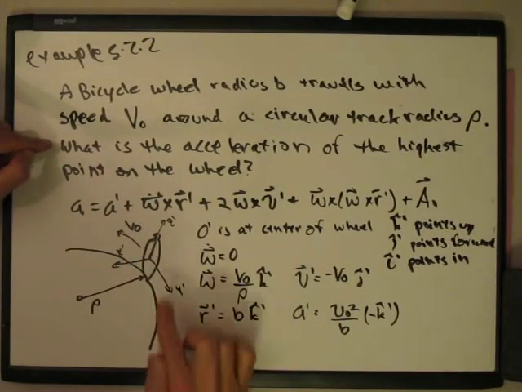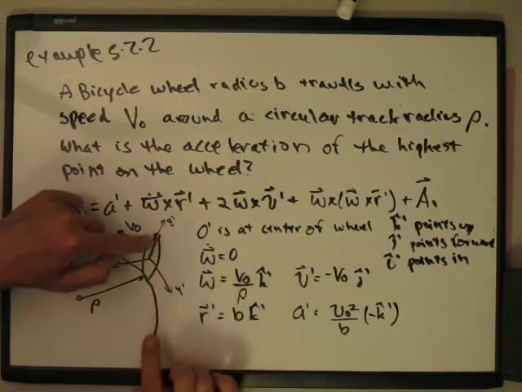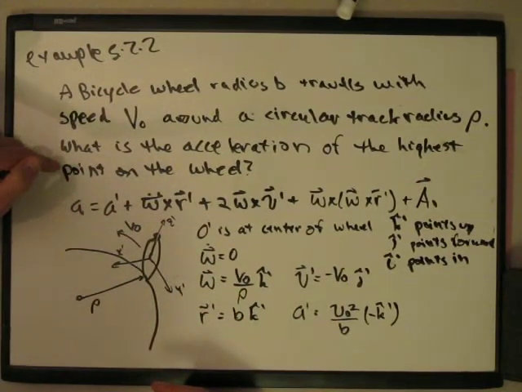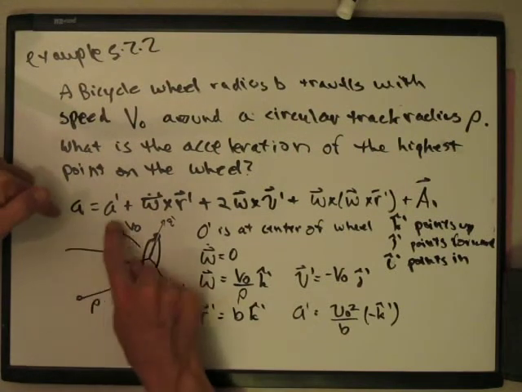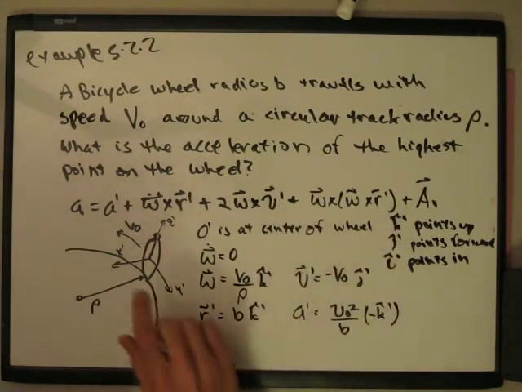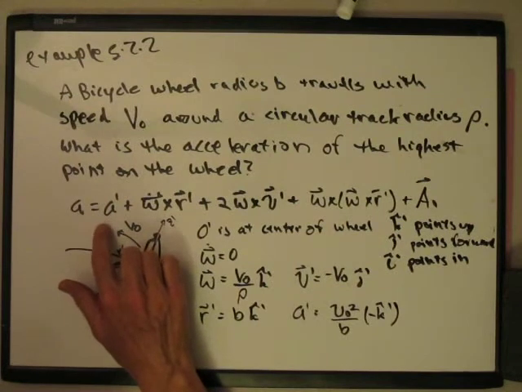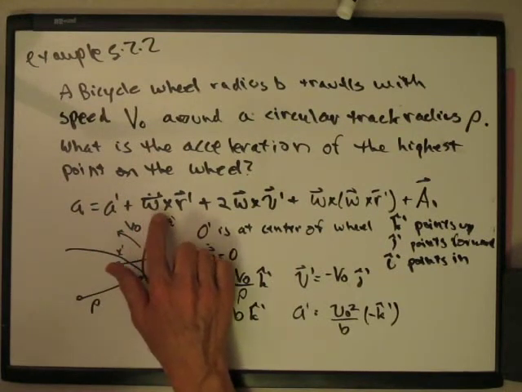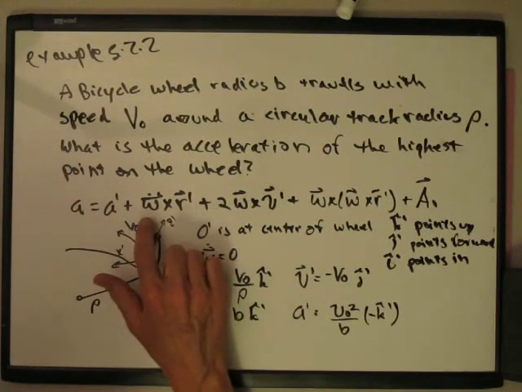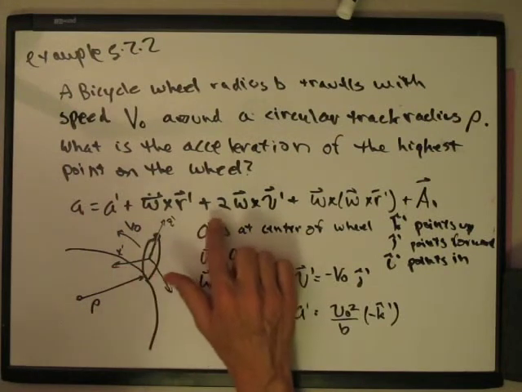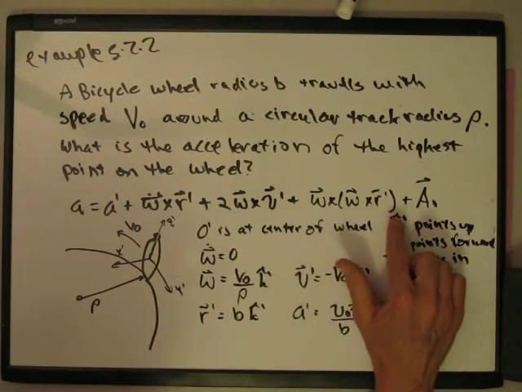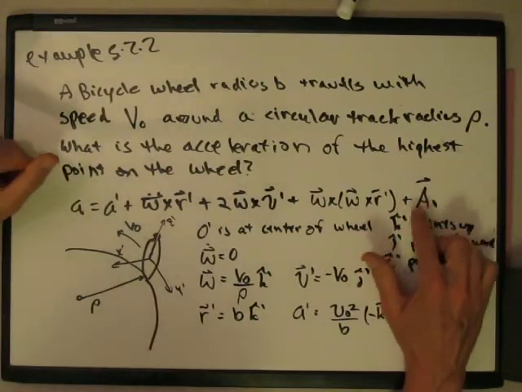And they're asking us, what's the acceleration of the highest point on the wheel? That's this point on top of the wheel in the inertial frame, right? And so this is our equation for acceleration. Its acceleration is the acceleration in the prime frame plus omega dot cross r prime, which is the tangential acceleration, plus the Coriolis term, plus the centripetal term, plus the relative acceleration of the two frames.